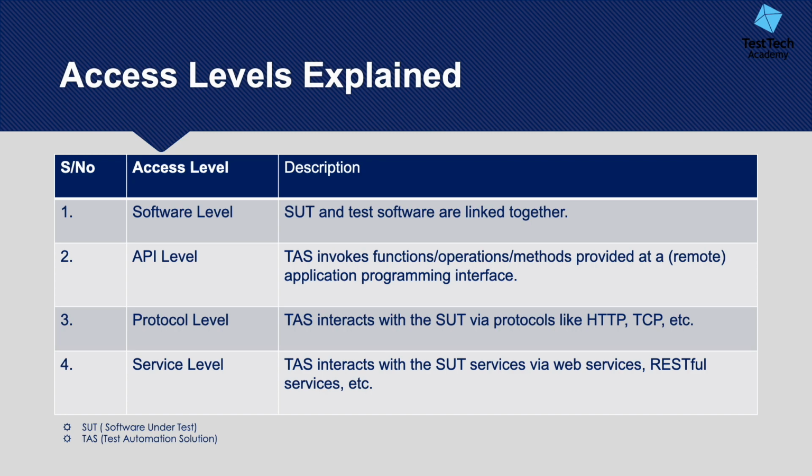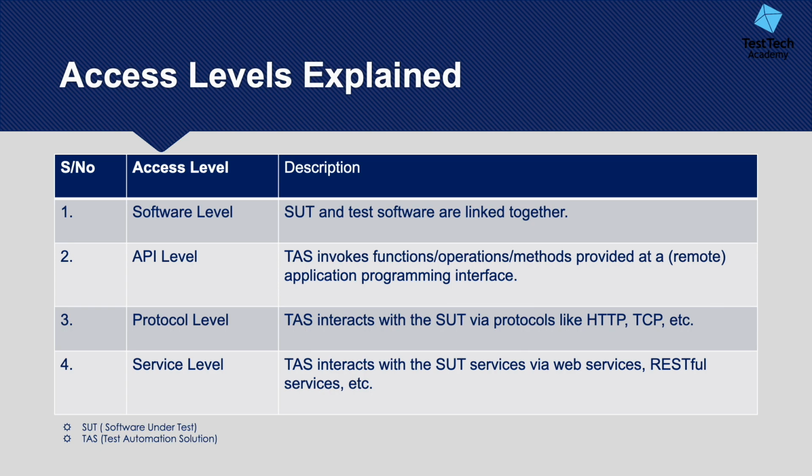Moving on, there's the protocol level. This is where our test automation system communicates with the system under test using protocols like HTTP or TCP. We are using predefined rules, protocols, to exchange information with the system under test. For example, testing a web server by sending HTTP requests to retrieve web pages.